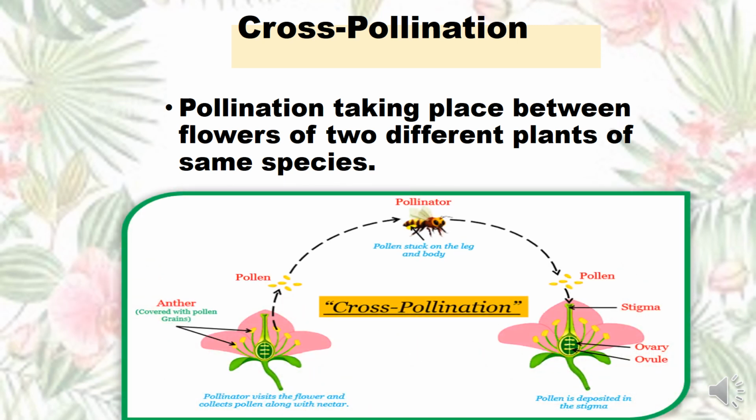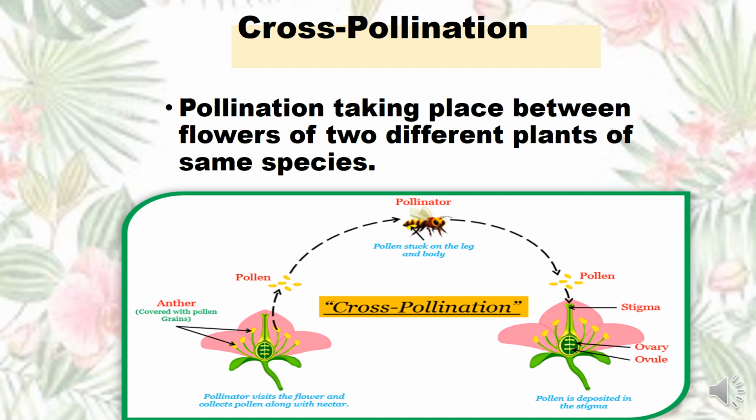You can see in the picture that on the left side I have one flower and on the right side I have one flower, so they are distant apart, right? So the pollinator, that is the honeybee, sits on one flower. The pollen grains stick to the body of the honeybee, and then as the pollinator moves from one place to another, the pollen is also transferred in this way. This is called cross-pollination.